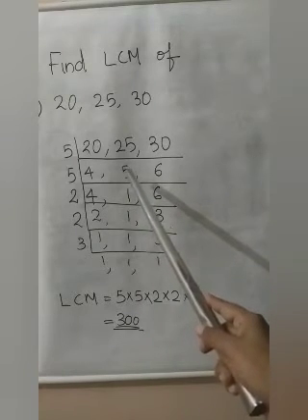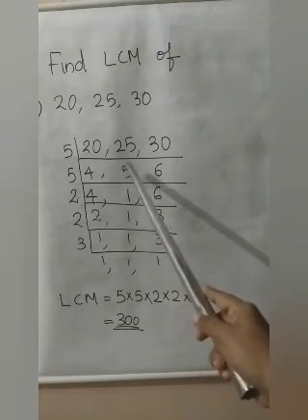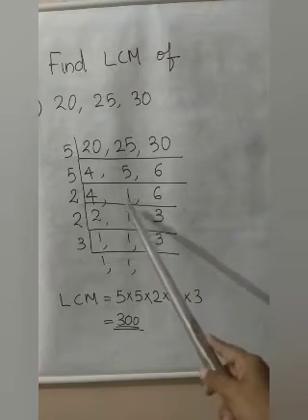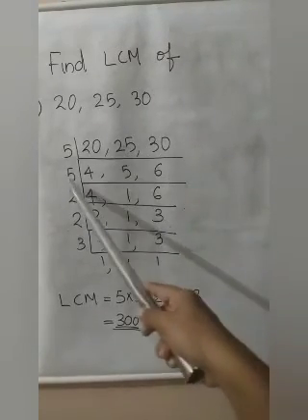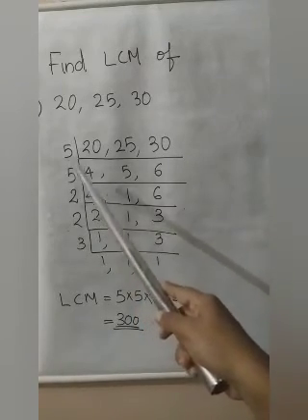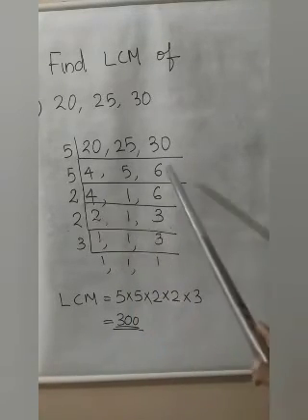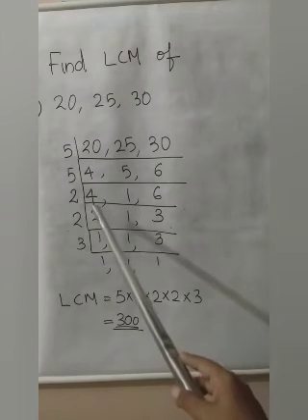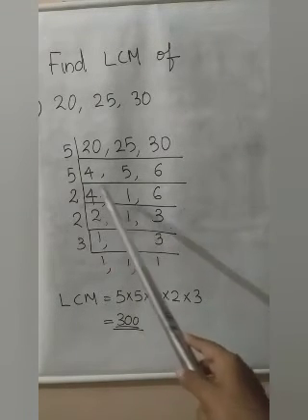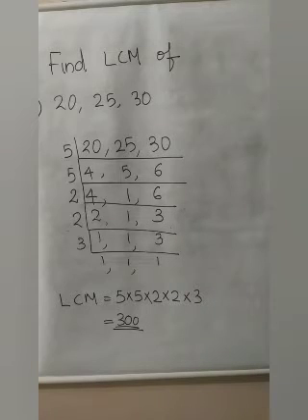Next 5 can be divided with 5. 5 divided by 5 is 1. You are getting 1. Next number is 6. 6 also you cannot divide by 5. When you are dividing 6 with 5, you will get a remainder. So make that 6 same itself. Now in the next case, what numbers are you having? 4 and 6. Both are even numbers.